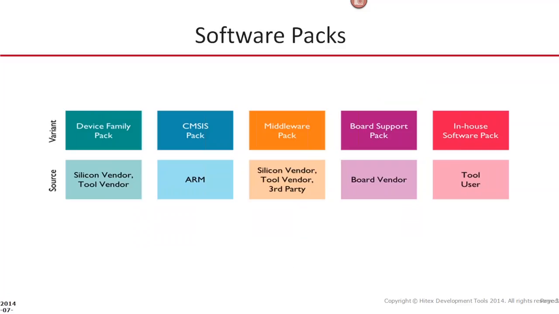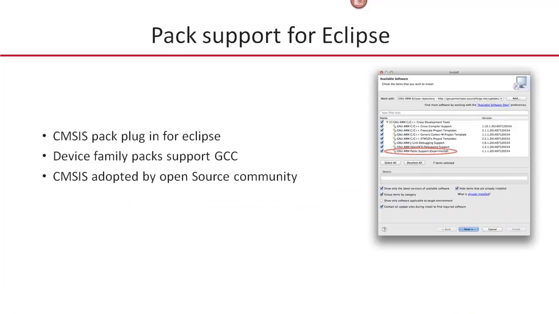The CMSIS specifications allow us to combine software so that it can be distributed in a software pack. So these are device family packs or middleware support packs. This system has been unique to the Keil MDK-ARM development toolchain. However, there's now a plugin for Eclipse that allows the software packs to work with open source tools as well.